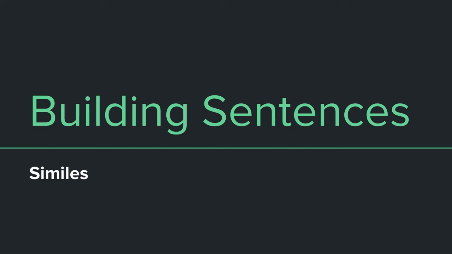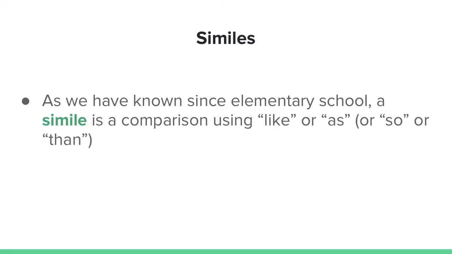Okay, let's talk about another way to build sentences, something a little more creative. Let's talk about similes. As I'm sure you're aware, a simile is a comparison using like or as, but it can also use so or than. A lot of us probably think of similes as something that fancy authors do, but we can use them too.